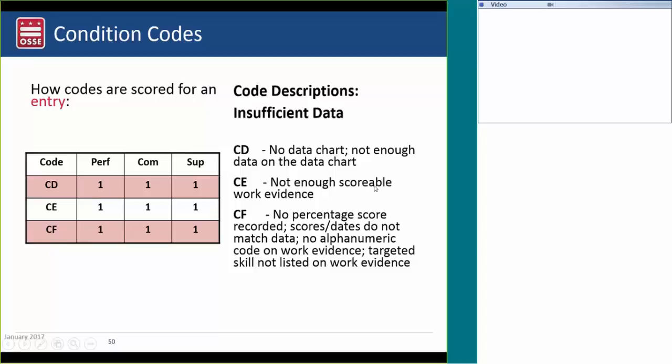CE, not enough scorable work evidence. This doesn't happen super often, but often enough, where you don't have enough scorable pieces of work evidence. And typically it's because you've left out one of those 5 components. CF, no percentage score, the dates don't match, there's no alphanumeric code on the work, the targeted skill is not listed. These are somewhat related, but again, with a CF score, the whole entry will score a 1.